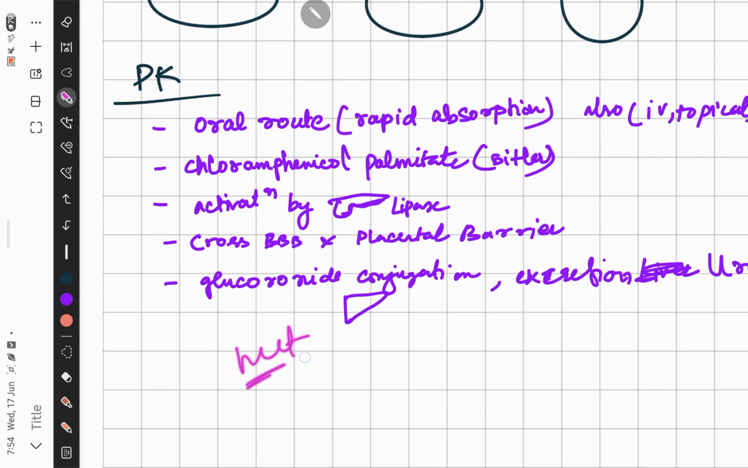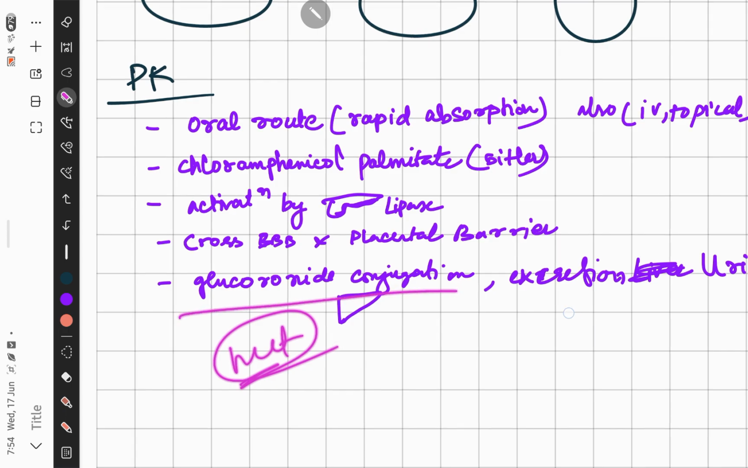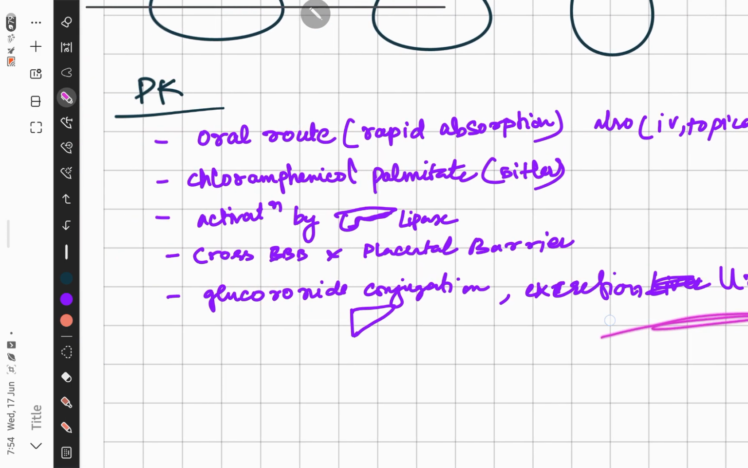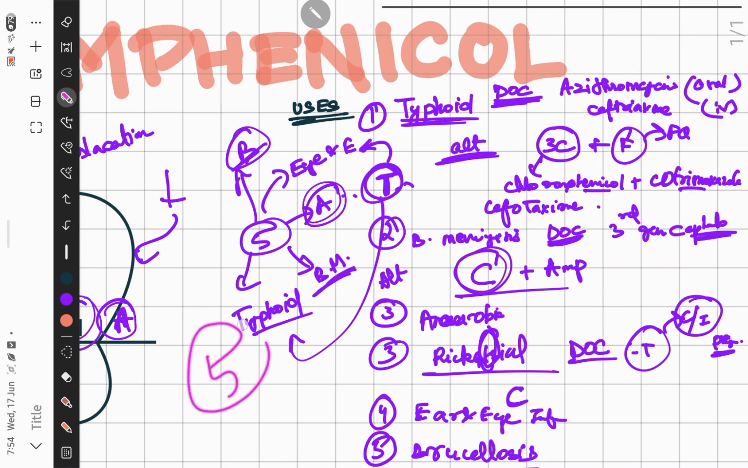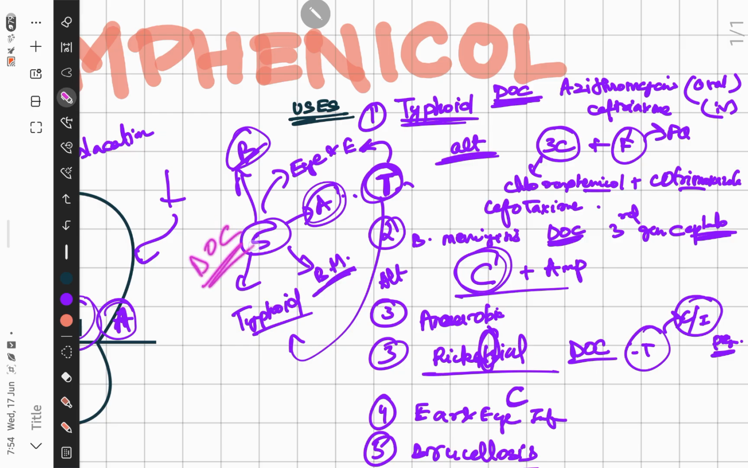Metabolism. How does it metabolize? Metabolism is by glucuronide conjugation. Excretion is by urine. So now let's go for its uses. Only 5 uses. In none of these is it the drug of choice, but it is used as an alternative. Why is it not a drug of choice? Because it causes a serious side effect of bone marrow suppression.